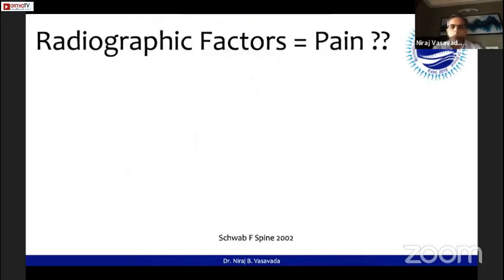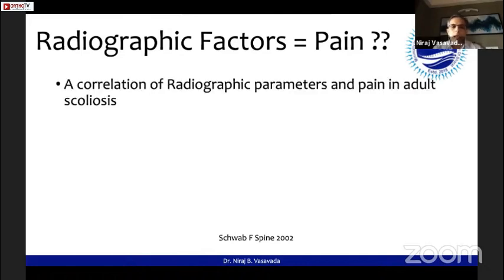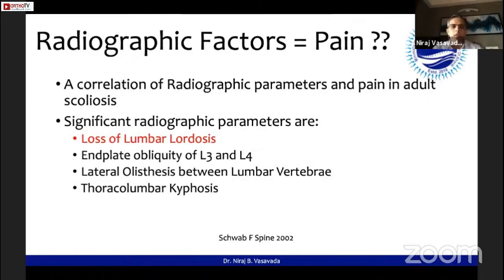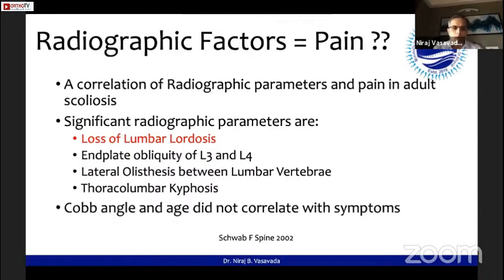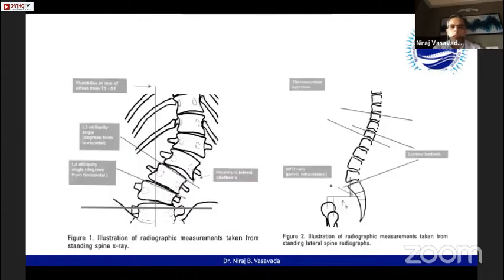Then in 2002, Dr. Frank Schwab came with a landmark article, and they correlated radiographic parameters with disabilities, and came up with 4 to 5 factors. One is loss of lumbar lordosis, end plate obliquity, lateral olisthesis, and thoracolumbar kyphosis, out of which one of the most significant factors that led to disability was loss of lumbar lordosis. Cobb angle on the coronal plane and age have no correlation with the symptoms.